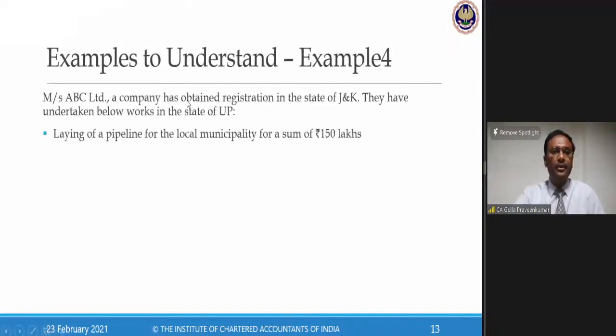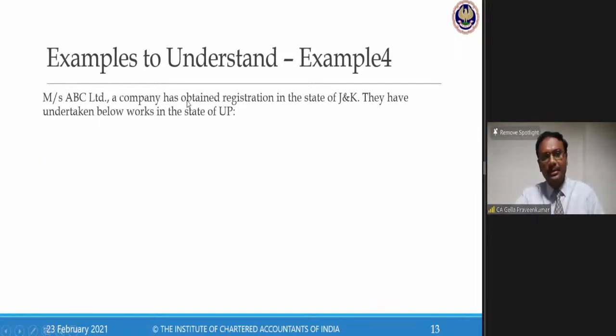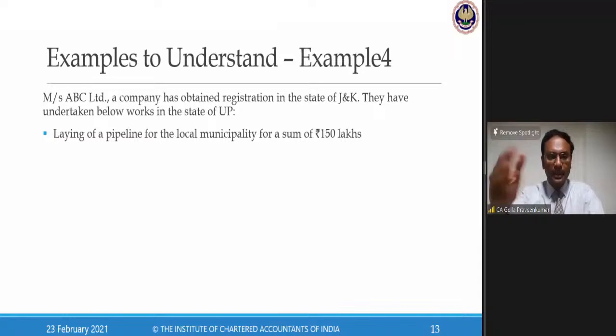Next, point number 4, a very important practical example. This example says ABC Limited, a company which has obtained a registration in the state of Jammu and Kashmir, undertakes the below works in the state of Uttar Pradesh. Now they are coming to you saying, look, we are already registered in Jammu and Kashmir. Should we get registered in any other state for the below information? Laying of a pipeline in the local municipality for a sum of rupees 150 lakhs.